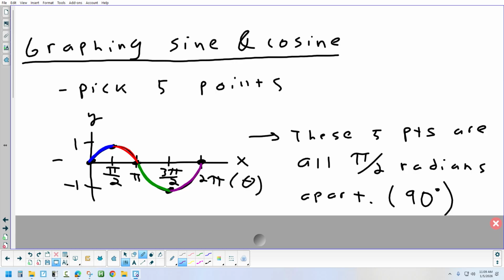5 points separates something into 4 sections. Kind of like, if you have a string and you make one cut, it makes 2 pieces. So think of these points, each one of those points separates it into a different section. These sections are all 90 degrees apart. The blue section is 0 to 90, the red is 90 to 180, the green is 180 to 270, and the purple is 270 to 360, the last quarter.